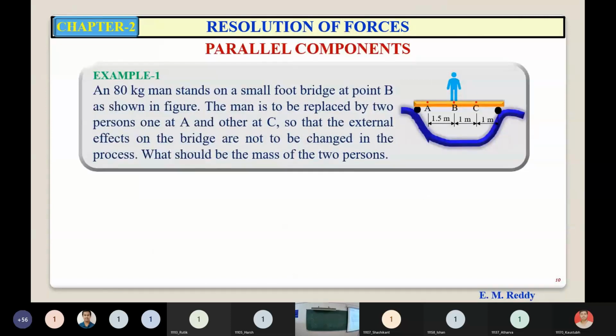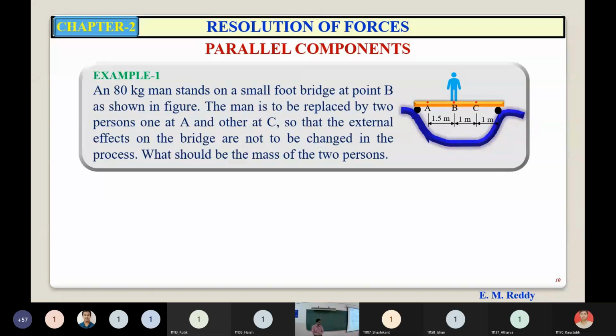Parallel components. Please note down the statement. An 80 kg man stands on a small footbridge at point B, as shown in figure. The man is to be replaced by two persons, one at A and other at C, so that the external effects on the bridge are not to be changed in the process. What should be the mass of the other two persons? Means external effect should not be changed. What is the meaning of that?